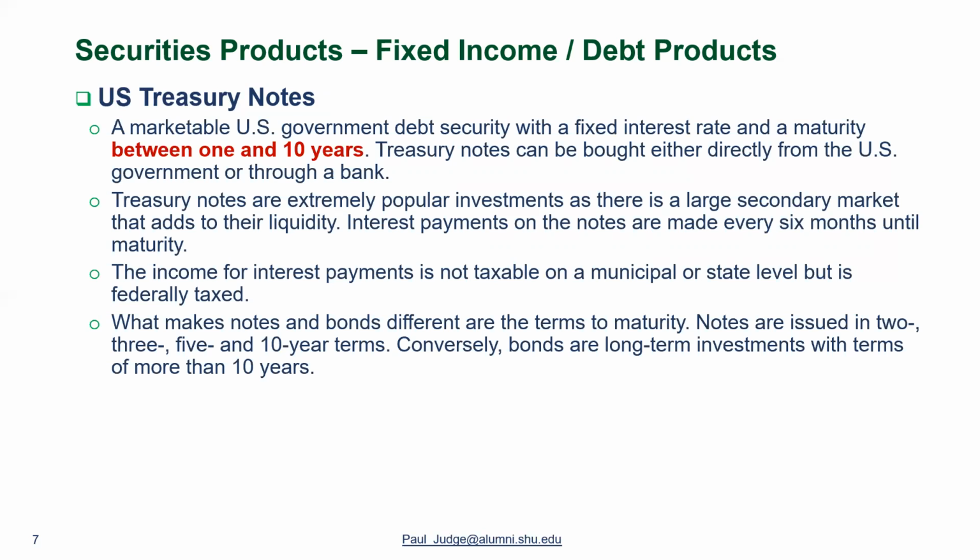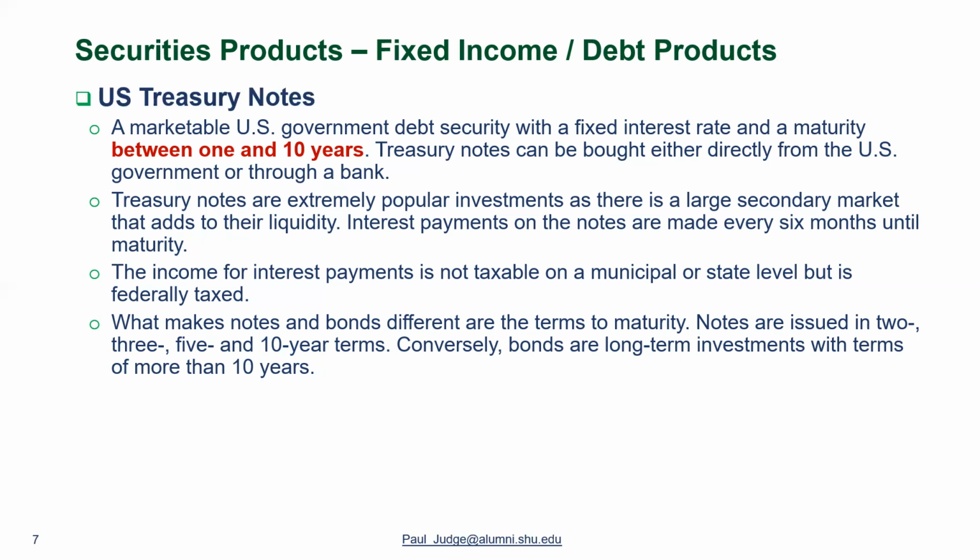Treasury notes are extremely popular with investors as there is a large secondary market that adds to their liquidity. So there's a secondary market where you can easily buy and sell and resell these. Interest payments on the notes are made every 6 months until maturity. The income and interest payments are non-taxable on a municipal and state level, but are taxed federally. So you're going to get paid interest from the government every 6 months. These are long-term. They're going to be up to 10 years, and you're not going to pay any state income tax on the money you make in these.